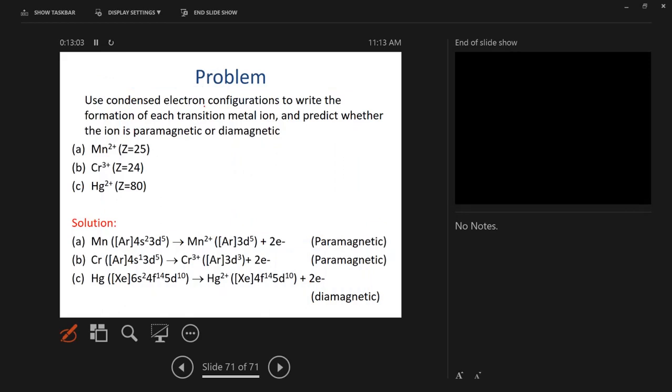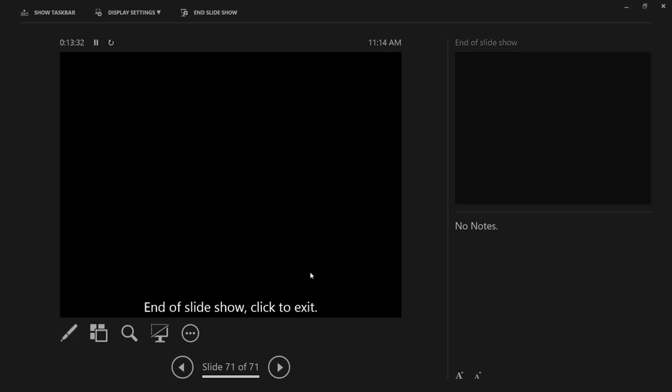Okay, use condensed electron configuration to write the formation of each transition metal ion and predict whether the ion is paramagnetic or diamagnetic. So yang ni kamu tulis dalam bentuk condensed, so plus 2 electron. Paramagnetic, dia sama arah. Paramagnetic sama arah, diamagnetic berlawanan arah. Okay.